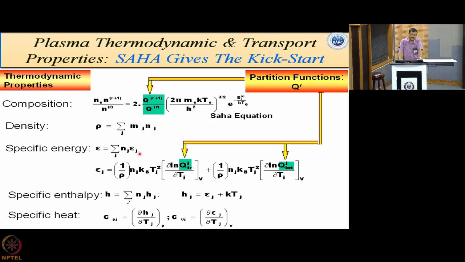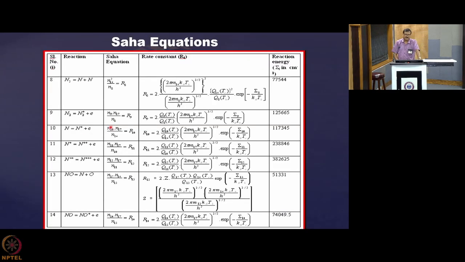Specific energy you can calculate like this, and you know that specific energy of a particular species you can calculate like this, and specific enthalpy, that is nothing but joule per kg, you can calculate from the specific energy adding this kT, and specific heat you can calculate like this, taking the derivative with respect to temperature. So, all the thermodynamic properties you are getting out of this.